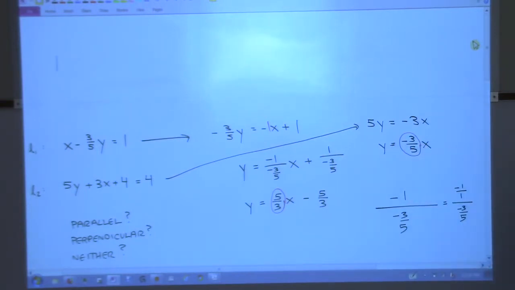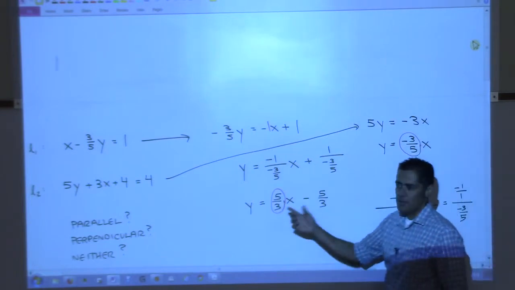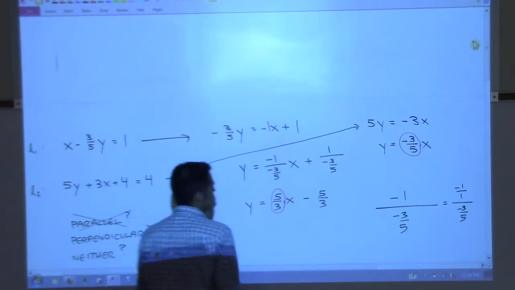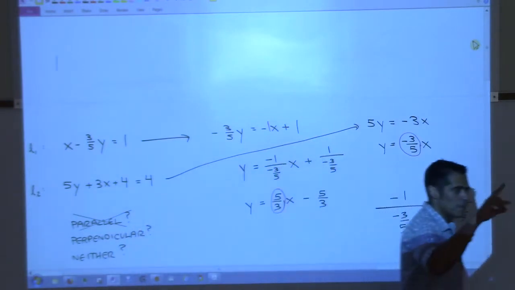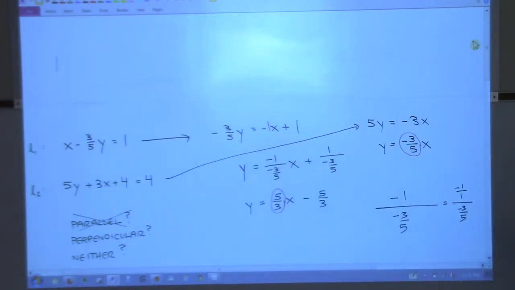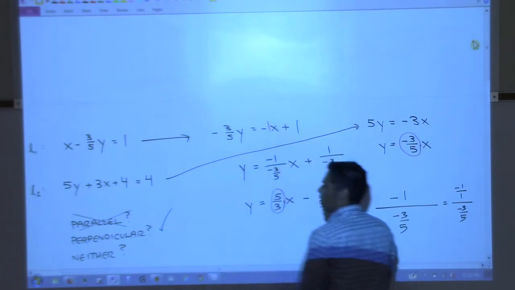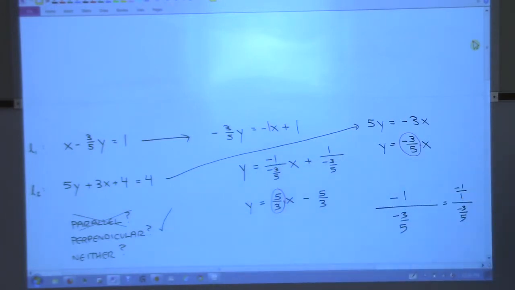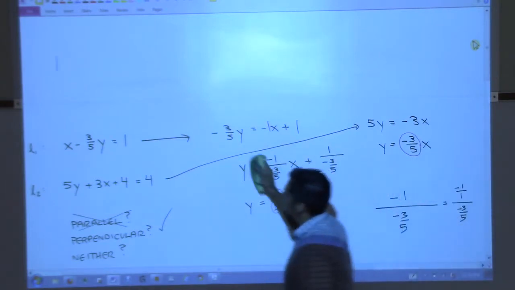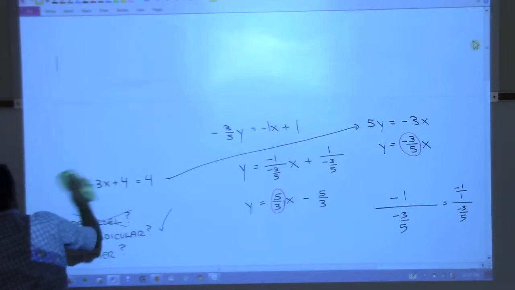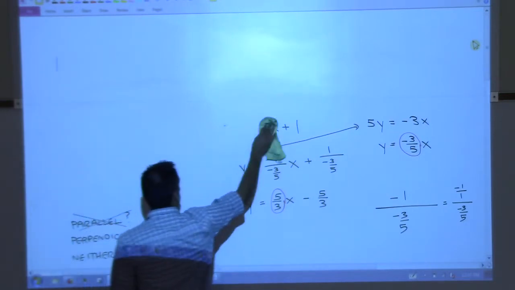So are they parallel? Well, they're not the same, right? So they're not parallel. Are they perpendicular? Yes. They are opposite reciprocals. Okay? So perpendicular. Any questions on that? Okay.